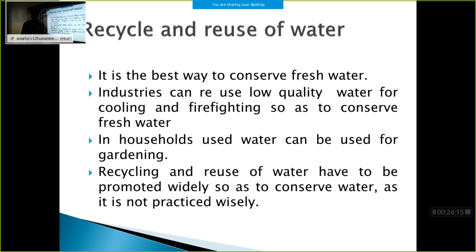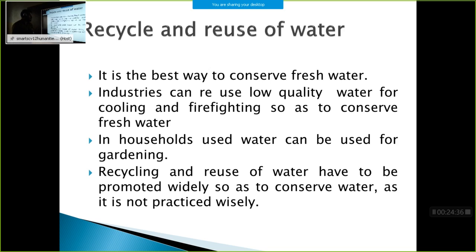They can use that low quality water for cleaning purposes, and also for cooling. Machineries of industries are huge, so sometimes for cooling their machinery they can use that low quality water. In the same way, for firefighting also they can use water which has been used once.